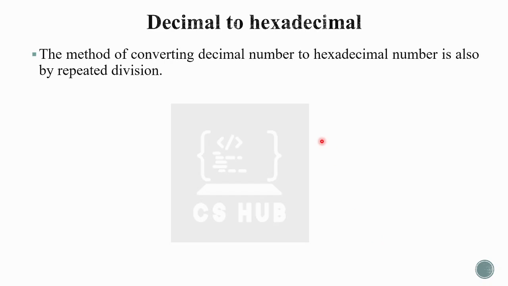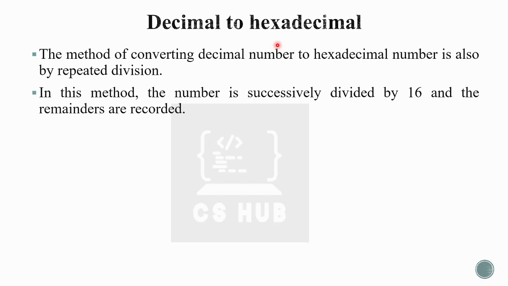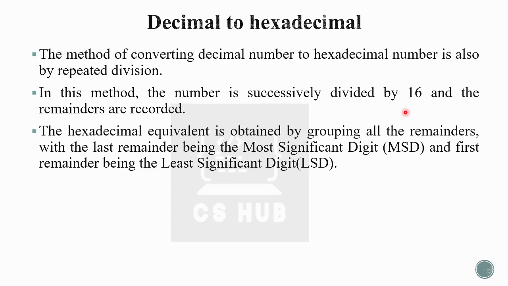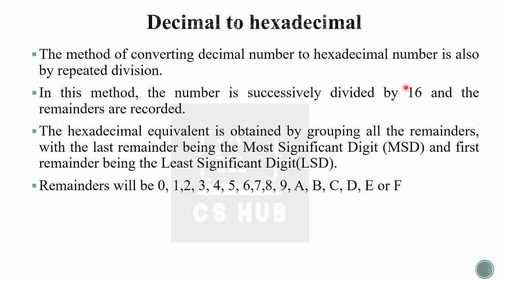Next step is the decimal to hexadecimal conversion. In this method, we are going to convert a decimal number into a hexadecimal number. The method used is also repeated division, repeated division by the base, that is 16. We successively divide by 16 and the remainders are recorded, and these remainders are collected in the reverse order. Of course, when we divide by 16 the remainders will be from 0 to 15. 0 to 9 are integers and for 10 to 15 we are using the letters A, B, C, D, E, F.